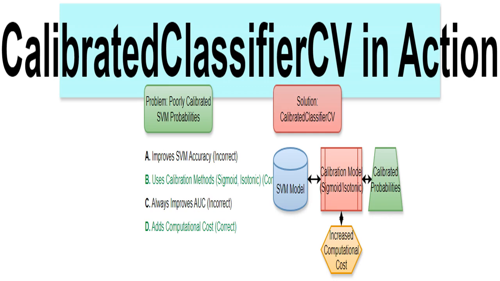I'll use CalibratedClassifierCV, a scikit-learn tool, to improve this. It's like a wrapper that takes my existing SVM model and makes its probability predictions more accurate. Think of it as a probability calibration expert.